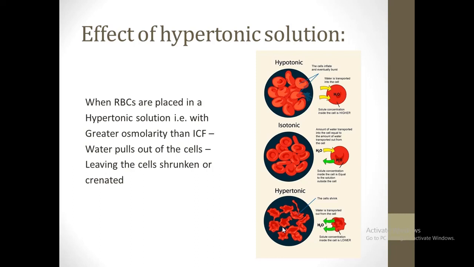First of all, the effect of hypertonic solution. When RBCs are placed in a hypertonic solution, that is with a greater osmolarity than intracellular fluid, water pulls out of the cells, leaving the cells shrunken or crenated. This appearance of cells, whereby the cells are shrunken, is called the crenated appearance.